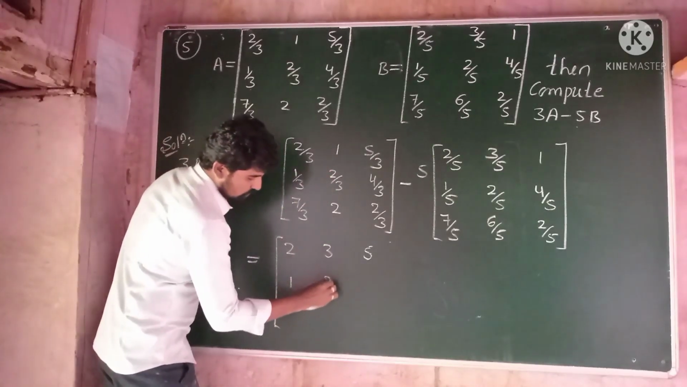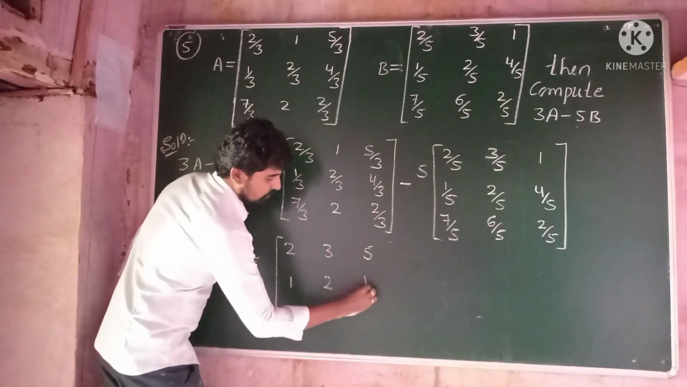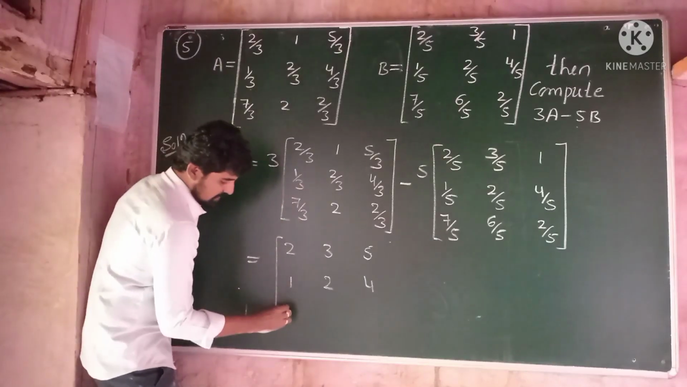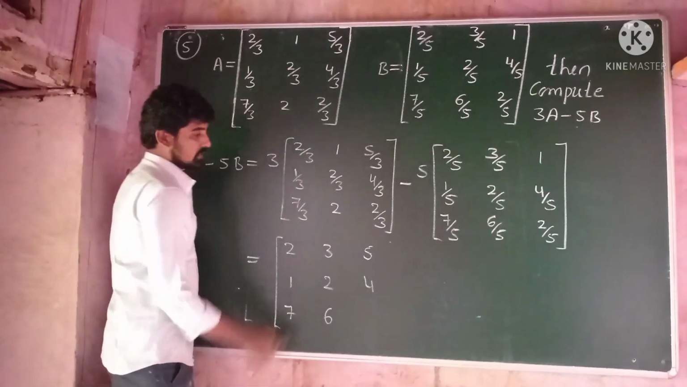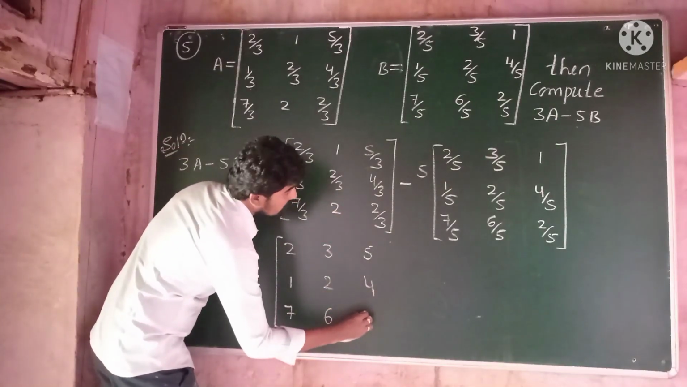3 into 2 by 3, 3 3 get cancelled, 2. 3 into 4 by 3, 3 3 get cancelled, 4. 3 into 7 by 3, 3 3 get cancelled, 7. 3 into 2, 6. 3 into 2 by 3, 3 3 get cancelled, 2.